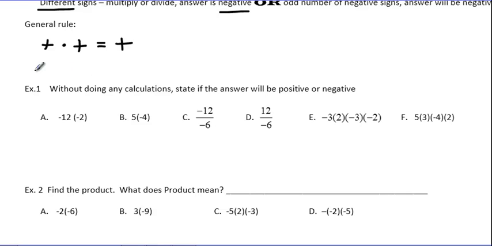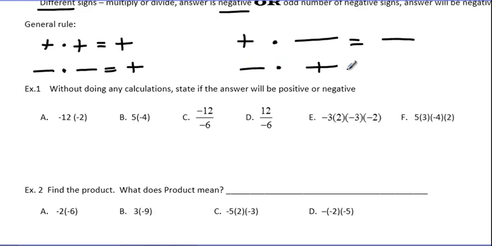A positive times a positive, or a negative times a negative is positive. And the same, of course, is true for division. I'm not going to draw it twice, but if we do different signs, our answer is negative, for multiplication and division. That should be a positive sign. There you go. Alright, example 1.